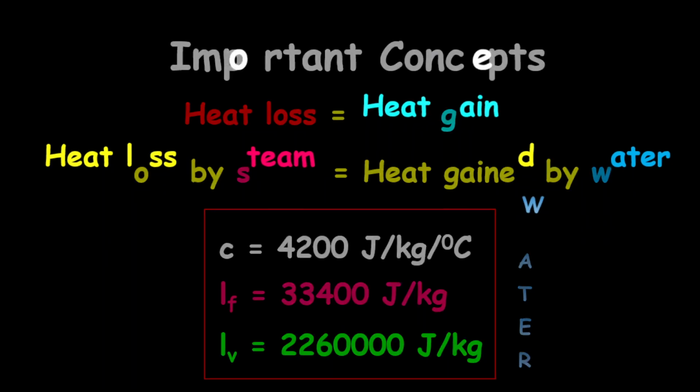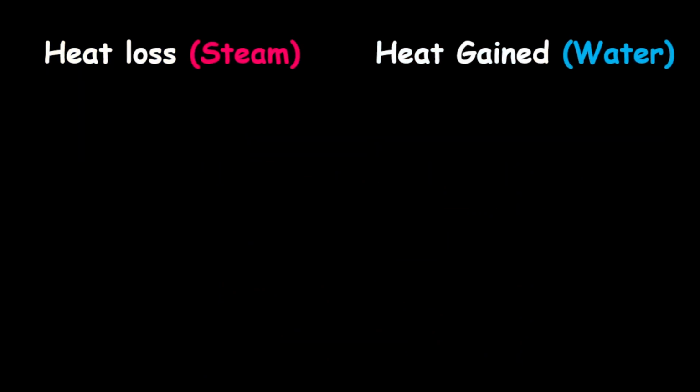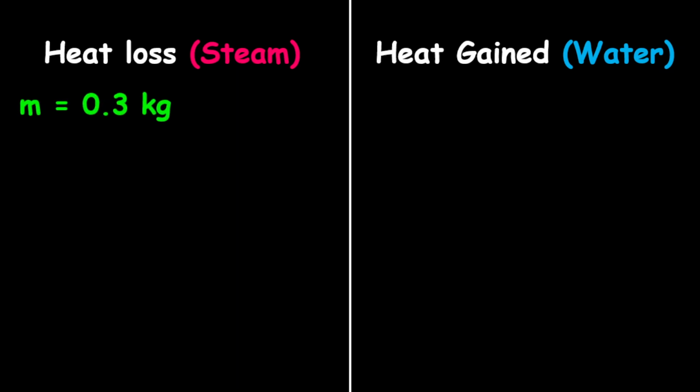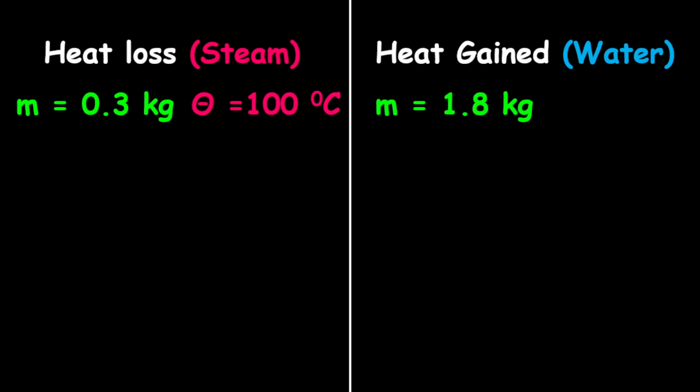Now, the first thing I want to do here is to break down the question in terms of what was given. What we're going to look at now is the values given for steam, and the mass for steam is 0.3 kg. The temperature for steam was given as 100 degrees Celsius. The mass for water is 1.8 kg, and the temperature for water is 0 degrees Celsius. Now, to understand the concept of heat loss, heat gain, what you also need to note is how heat was lost and how heat was gained, respectively.